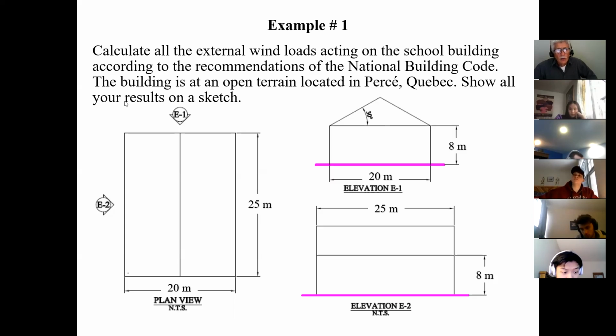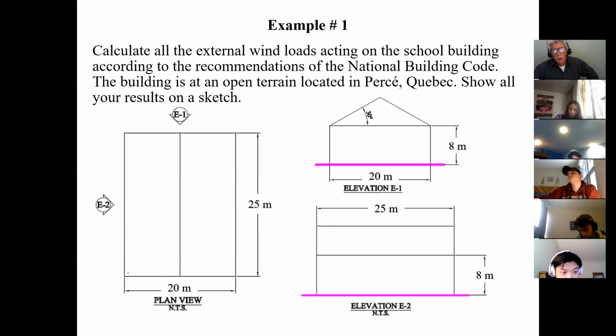And show all your results on a sketch, which I will always ask you to do. So here in plan view we have 20 meters, 25 meters, and here 8 meters. I don't know this side here, but I have an angle of 30 degrees, so I can use some trigonometry to calculate my height. Like I said, this does not exceed 20 meters, so therefore I can use those figures.